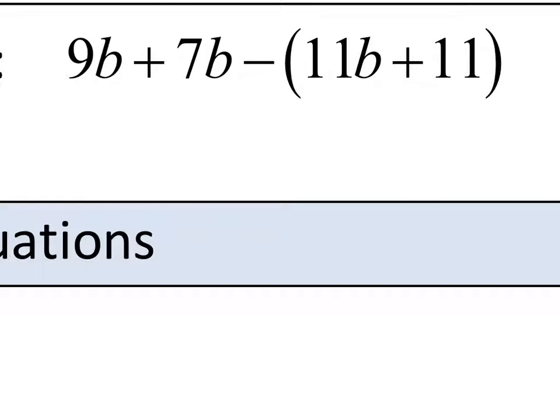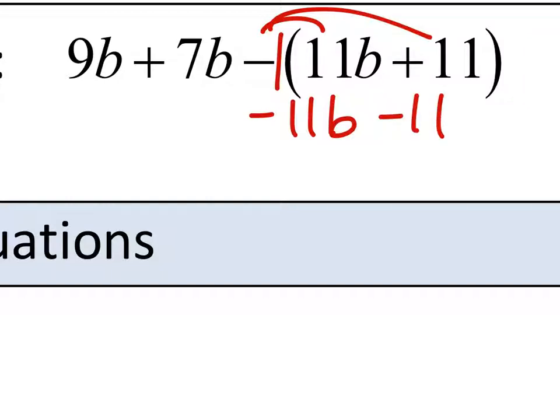So we got this 9b plus 7b, but it's minus whatever's in parentheses. Now we can put a phantom 1 there just so we can see what we're distributing. So in actuality, we are distributing a negative 1 into this. So it is distribution, so it's multiplication. Negative 1 times 11b would be negative 11b. And negative 1 times 11 is negative 11. The rest of it stays the same.